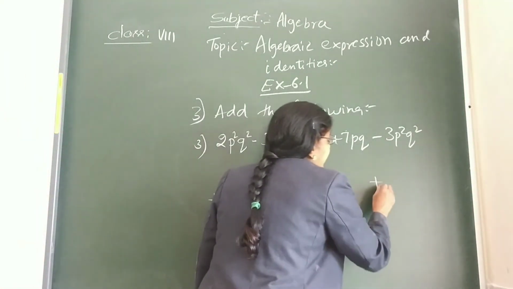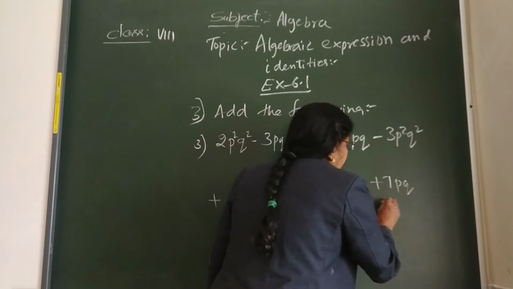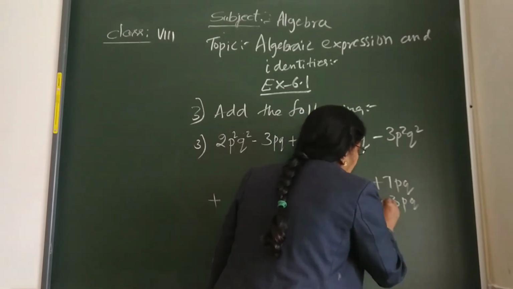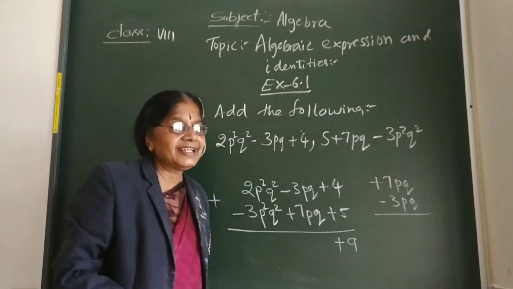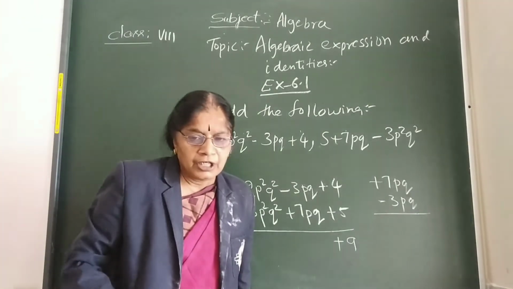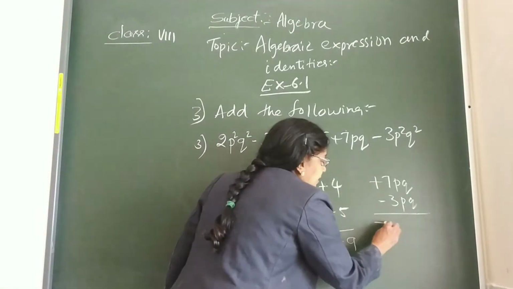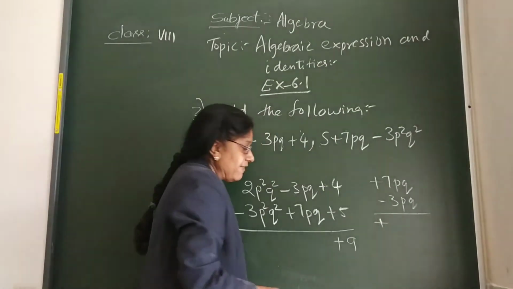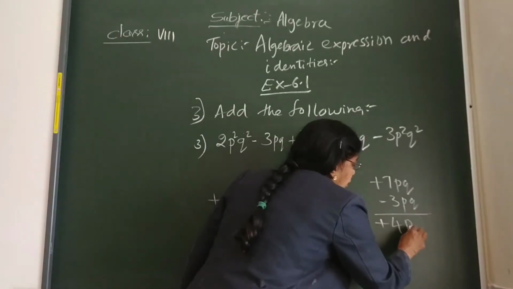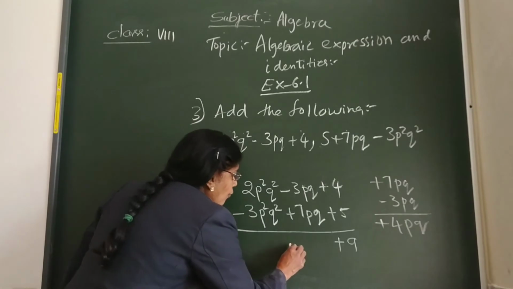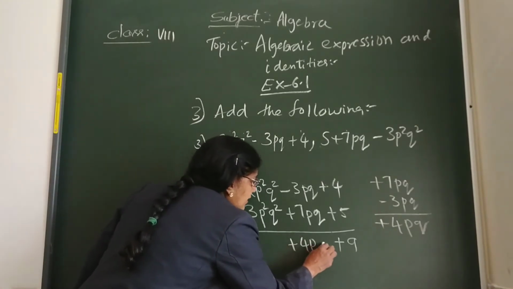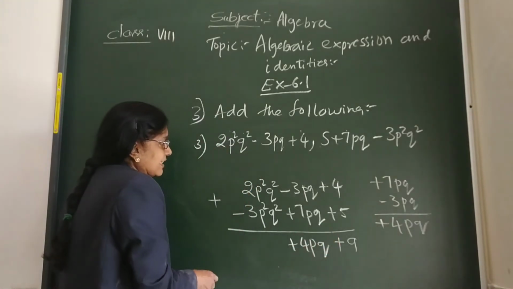Plus 7pq minus 3pq. One is plus, one is minus. See the greater number. Which is the greater number? 7. What is the sign before 7? Plus. So the answer is plus. 7 minus 3 is how much? 4. You got it as plus 4pq. See the next now.